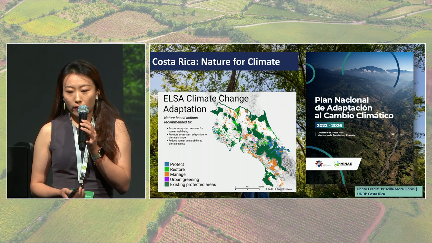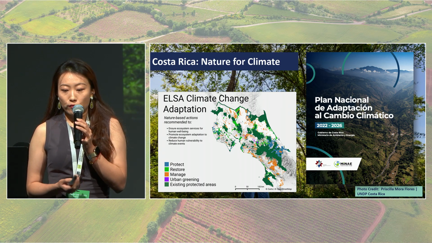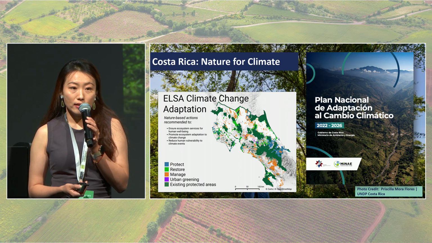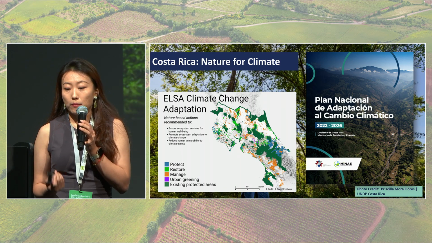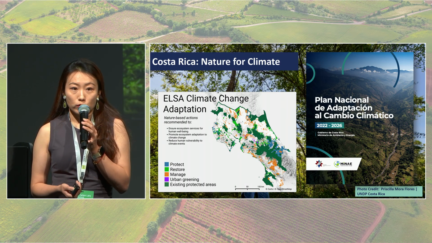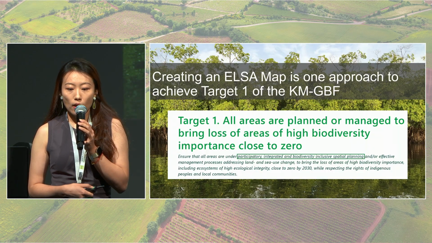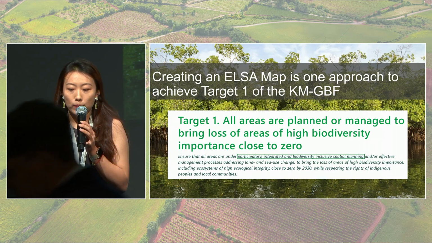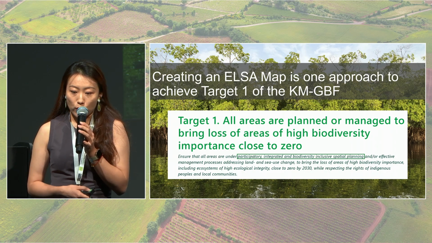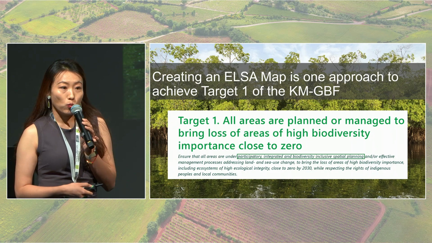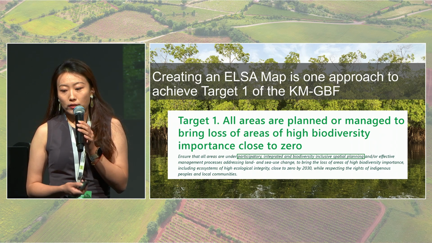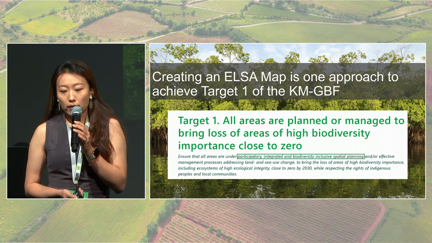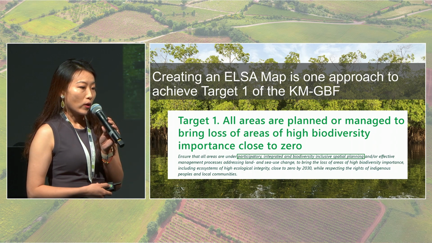Then in Costa Rica, the ELSA map is used to inform actions on climate change adaptation. This includes $100 million payments for the environmental service program. By completing an ELSA map, this is also a solid approach to support GBF Target 1 on land use planning. It can also support Target 2 and Target 3 on protected areas and restoration, and many more.